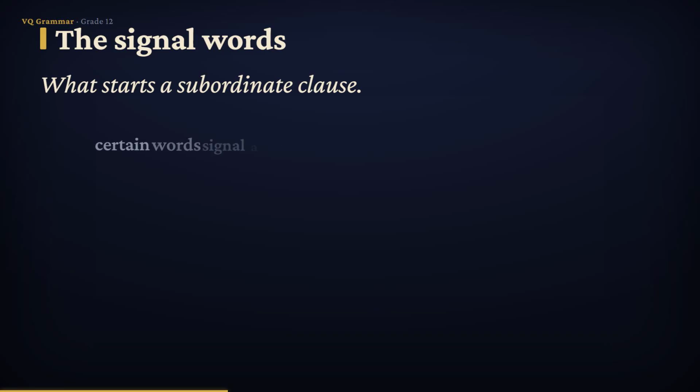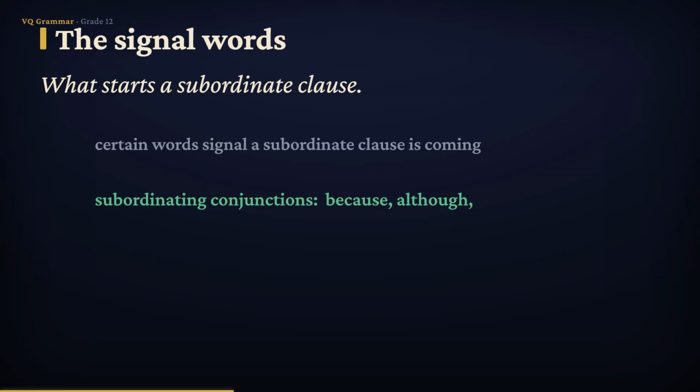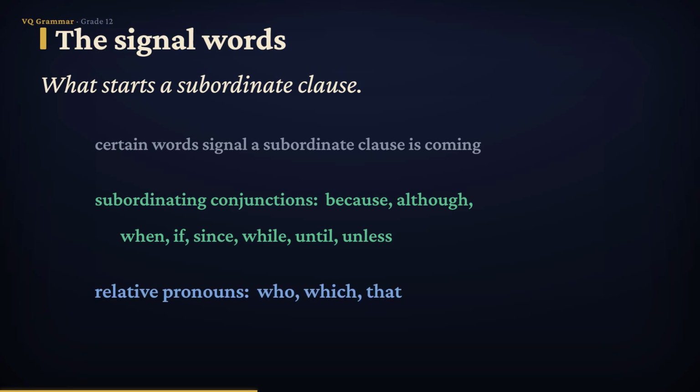So how do you spot a subordinate clause? Most of the time, a signal word gives it away right at the start. The first family is the subordinating conjunctions, words like because, although, when, if, since, while, until, and unless. Each one takes a perfectly good sentence and makes it lean on something else. The second family is the relative pronouns, who, which, and that. When a clause opens with one of those, it usually attaches to a noun nearby.